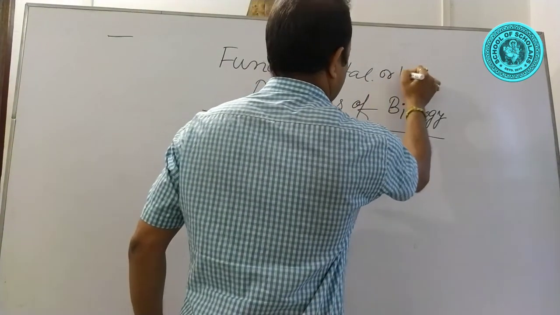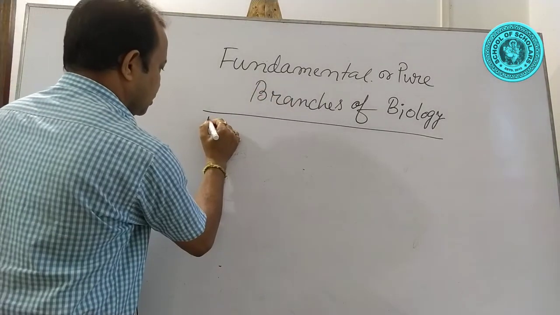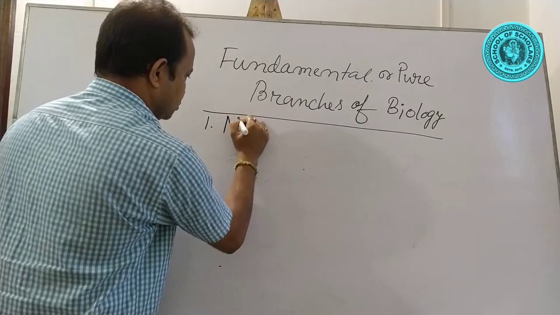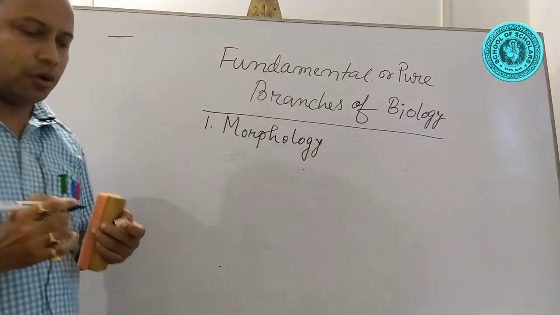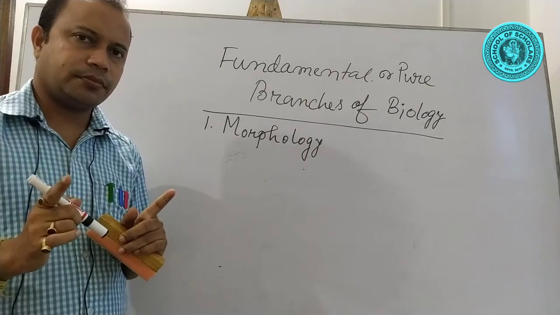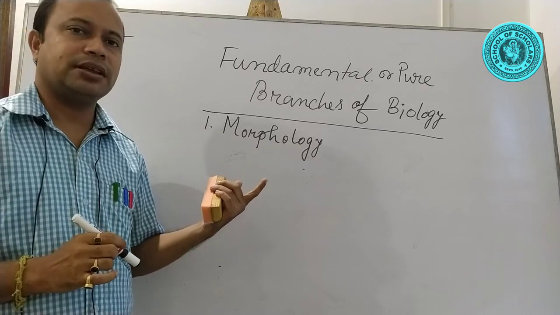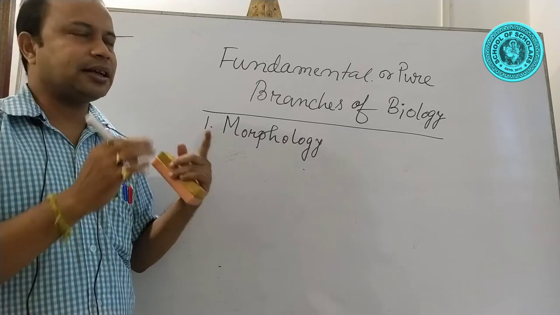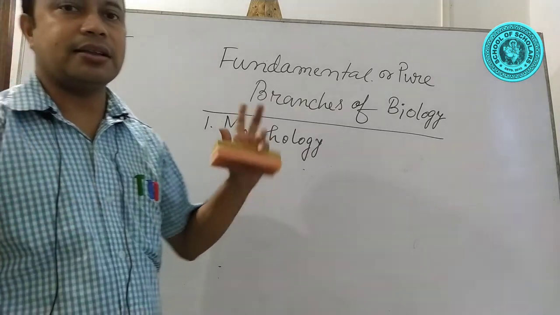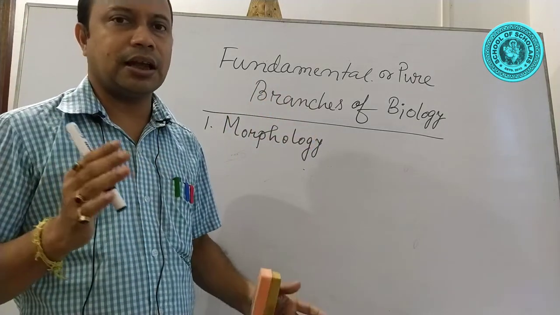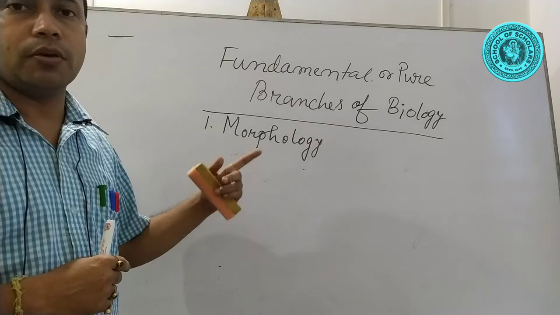Fundamental or pure branches of biology. First, I am going to tell you about morphology. First branch is morphology. Morphology means the study of external structures of organisms. External structures means the structures which generally we observe by our eyes. As for example, we have hands, feet, nose, etc. These characters are morphological characters. That means study of external character is called morphology.